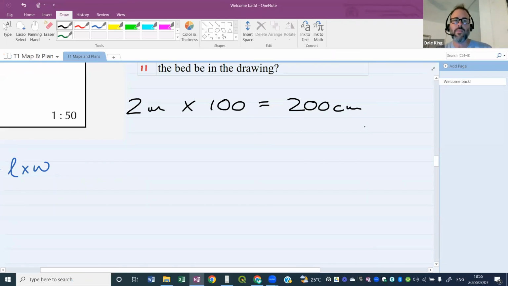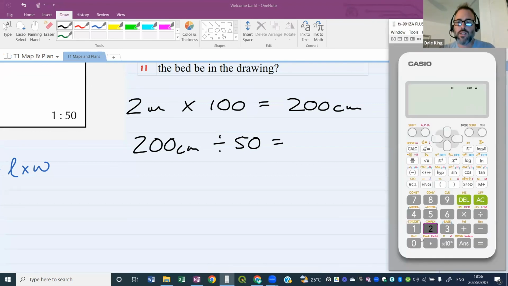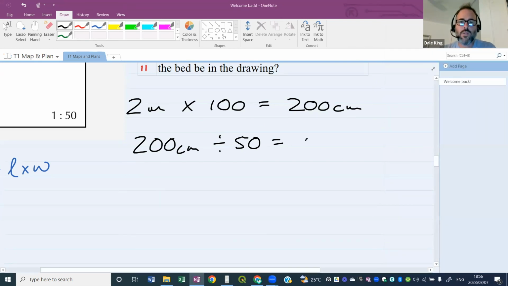But what is it on the diagram? On the diagram, 1 centimeter represents 50 in the real world. So every 50 centimeters in the real world represents 1 centimeter on my diagram. If going from the diagram to the real world we multiply by 50, what do we do to go from the real world back to the diagram? We divide by 50. The bed in the real world is 200 centimeters. We divide it by 50. That gives us 4 centimeters. So on my diagram, I would use my ruler and measure 4 centimeters for the length of my bed.